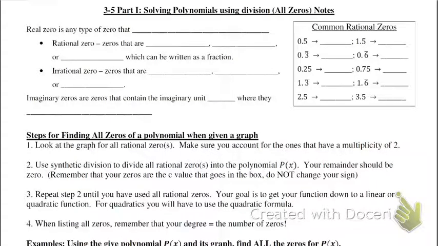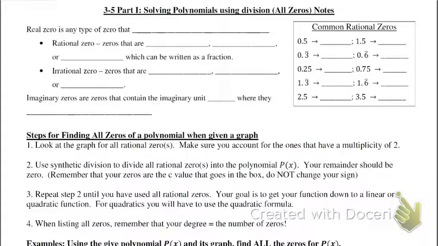Today we're going to be doing 3-5. We're only going to do part 1, which is solving polynomials using division. We are going to find all of the zeros of the polynomial. That means both real and imaginary.